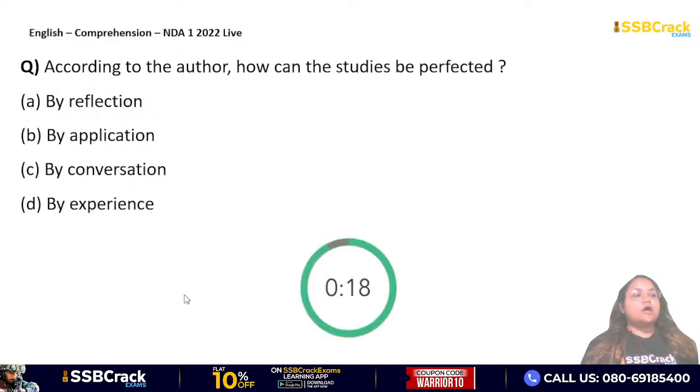According to the author, how can the studies be perfected? By reflection, by application, by conversation, by experience. Reflection means thinking. How can the studies be perfected?